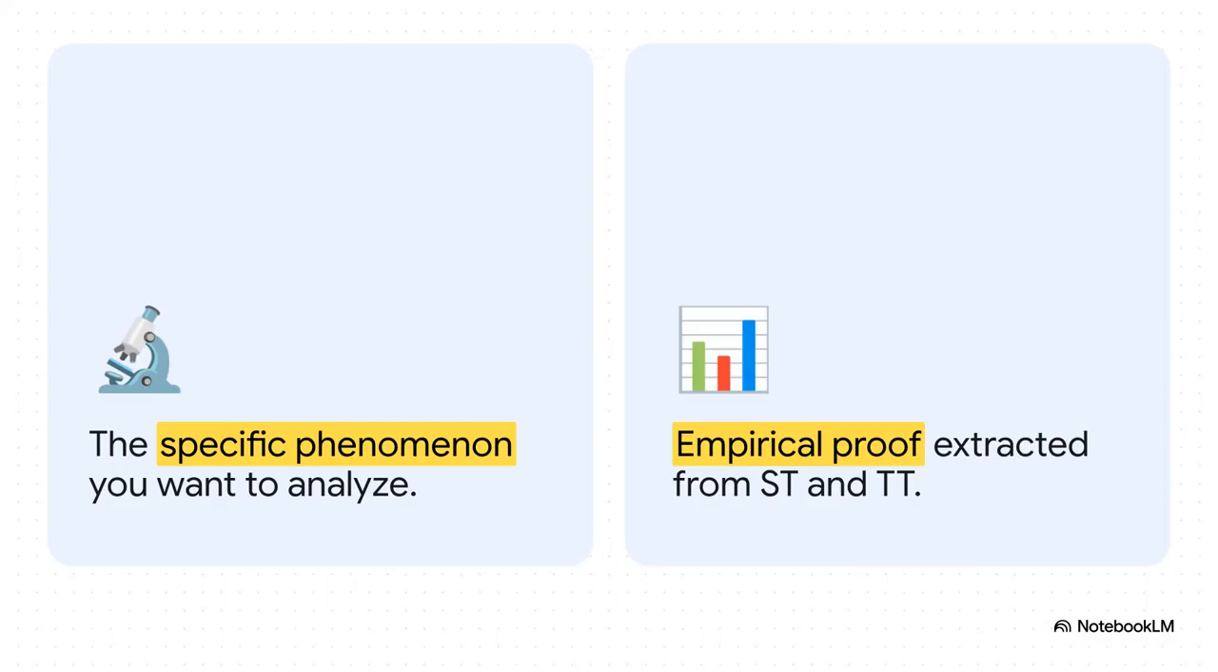To avoid falling into that trap, we've really got to clarify a crucial methodological difference. First, we have the research object, and this is the specific phenomenon you want to analyze. Second, we have your data, which is the empirical proof you collect, like pairs of source text and target text. If you confuse these two, you're going to ruin your operational focus. Think of it this way. Your data is what you look at, but your research object is what you are actually looking for.